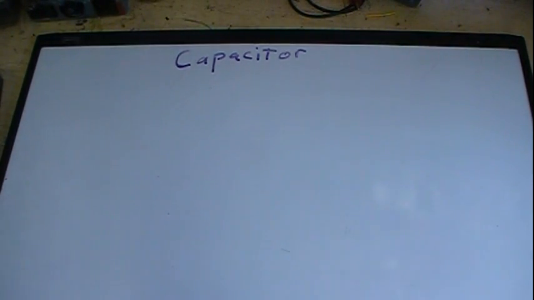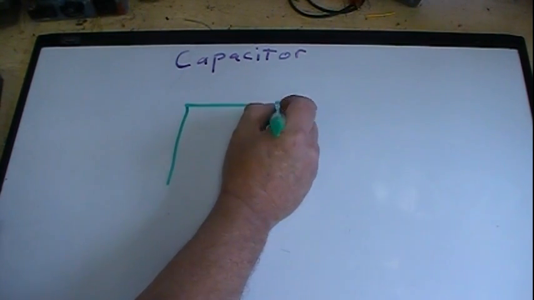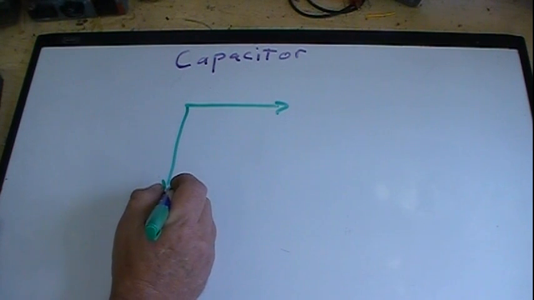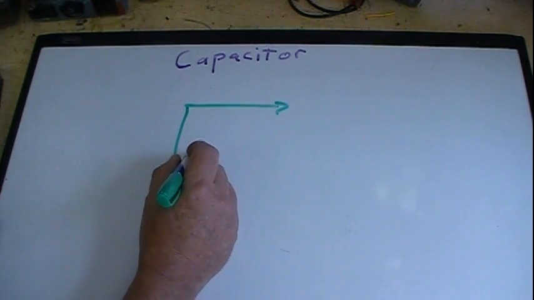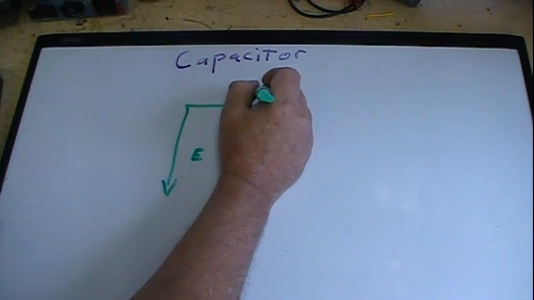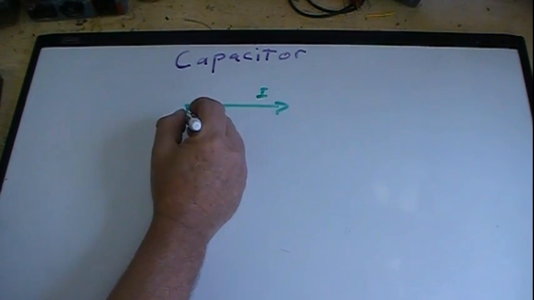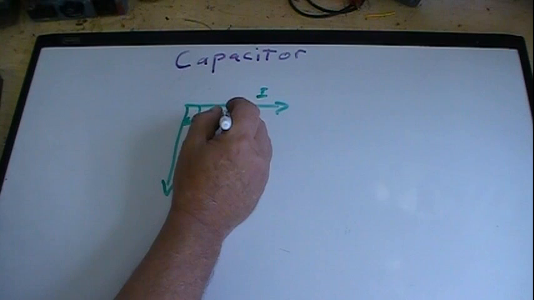Now, I'm not going to try to draw a graph of that because my graph's not too good, but I will show what they call a vector analysis of it. This is voltage, and this is current. And this angle here is 90 degrees.